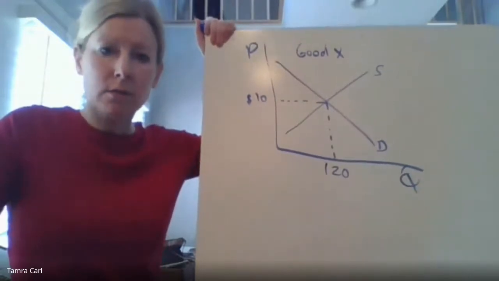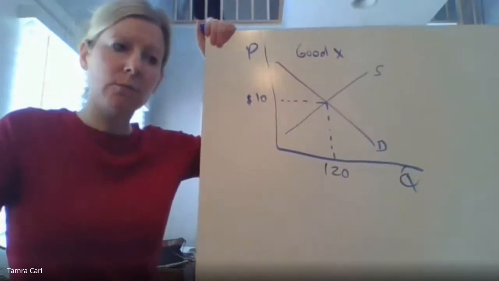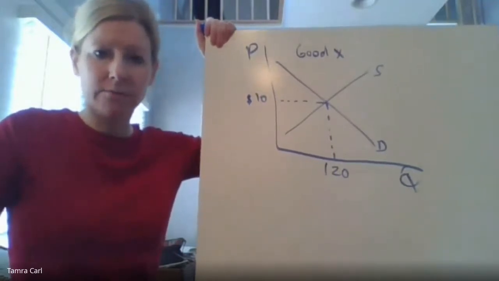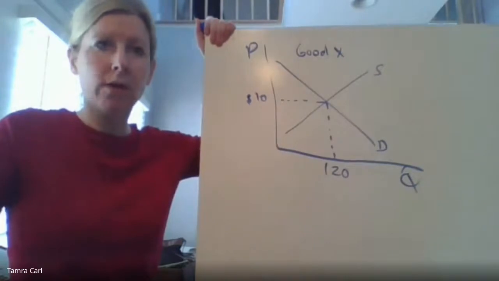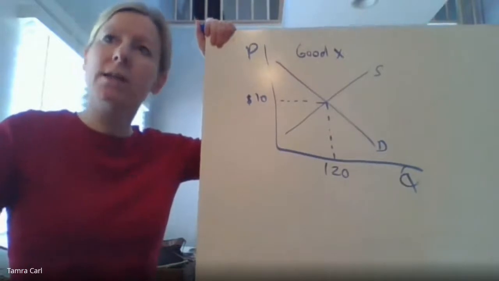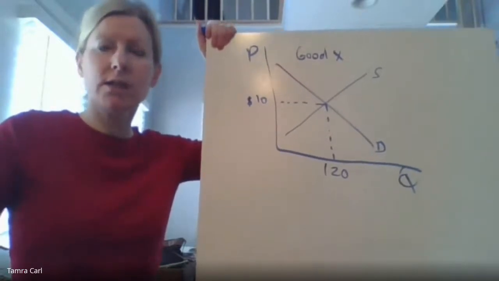Calculate the surplus or shortage that happens. Or is there no change? Those would be the three ways they would say it. Or they might say, does the quantity increase, decrease, or stay the same?